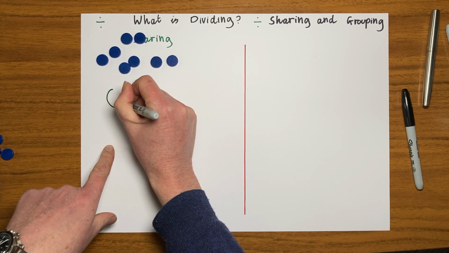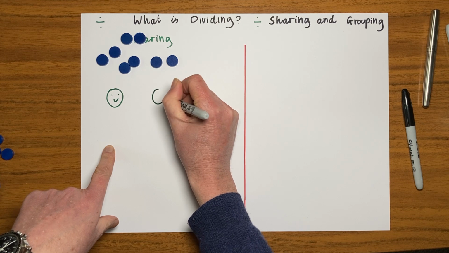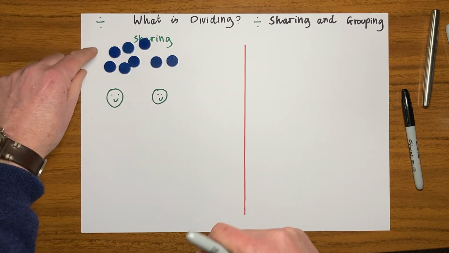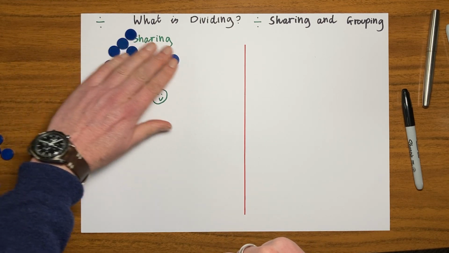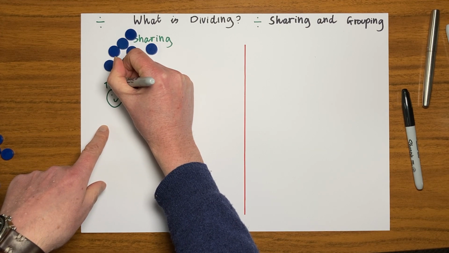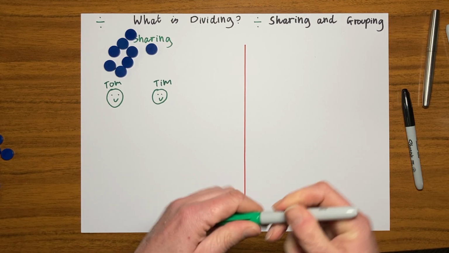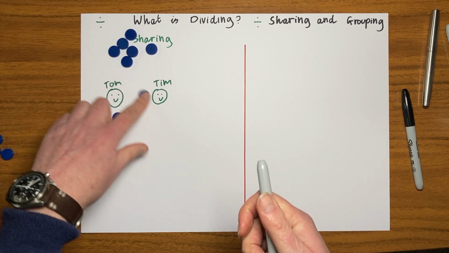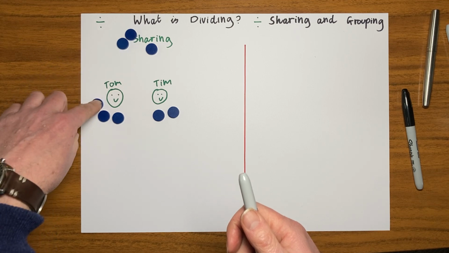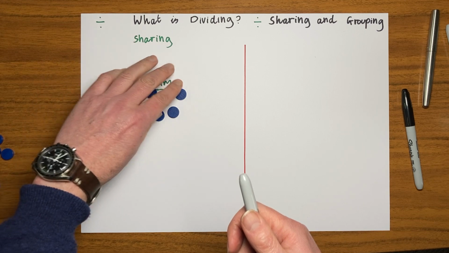So you can see I don't do a lot of art teaching because I'm not really a great drawer. But here we go. I've got 8 counters and I'm going to share them between these two people. Let's call them Tom and Tim. So let's give 1 to Tom, 1 to Tim. Tom gets another one, Tim gets another one. Tom gets 1, Tim gets 1. Tom gets 1, and Tim gets 1 more.